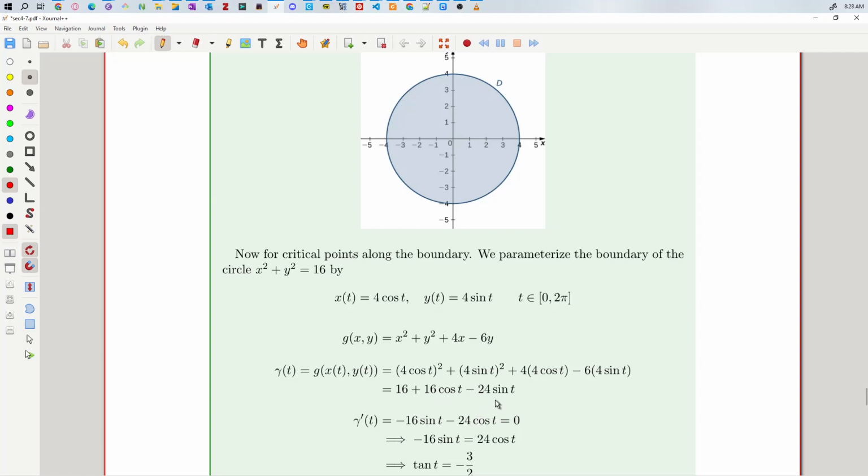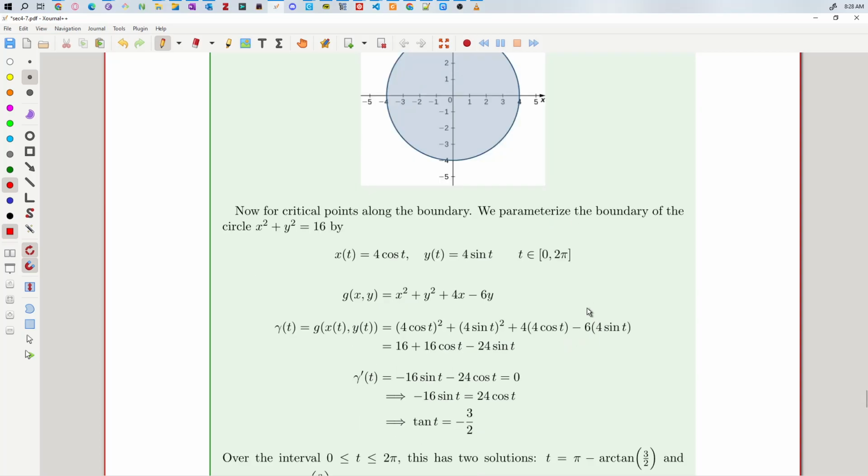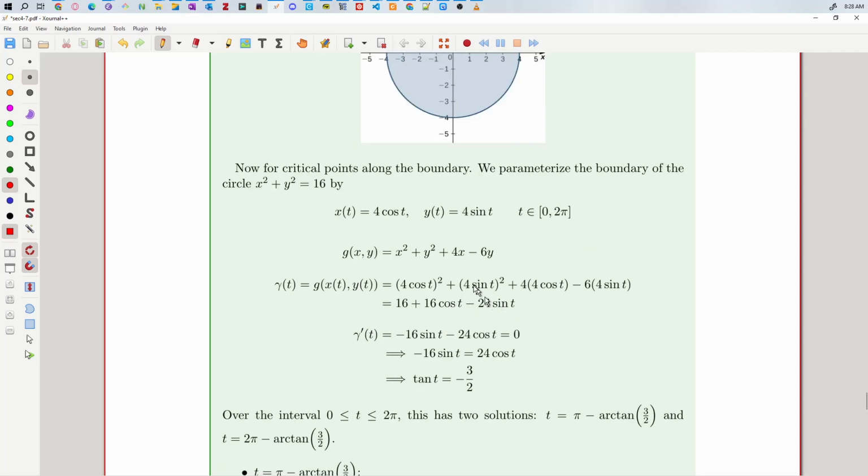And we're now in the situation where we're trying to find the critical points for this function of one variable on a closed domain. Technically, it's not closed because 2 pi and 0 are identified with one another. They're the same point, this point right here at (4, 0). So it's closed, but in a different sense. Well, I'm not going to explain that. But so we take the derivative, set it equal to 0, and solve.